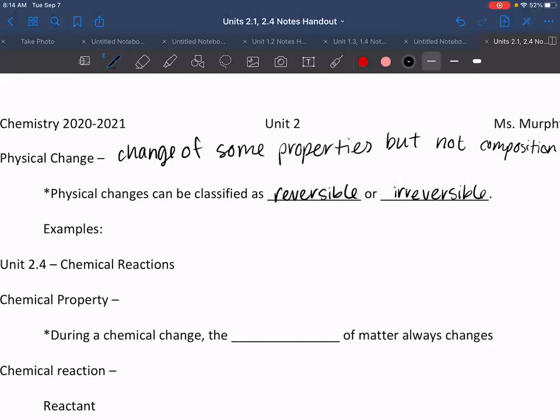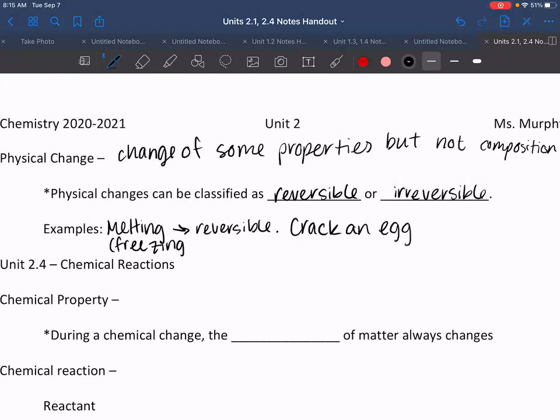So our examples here, we talked about melting, and I'm going to put freezing underneath, because that would be its reverse. This would be an example of a reversible physical change. Ripping a piece of paper in half is irreversible, but think about making breakfast. What if you crack an egg? It's another example of physical change. Still eggshell, but you can't magically put it together. All right, any questions on the definition of physical changes?